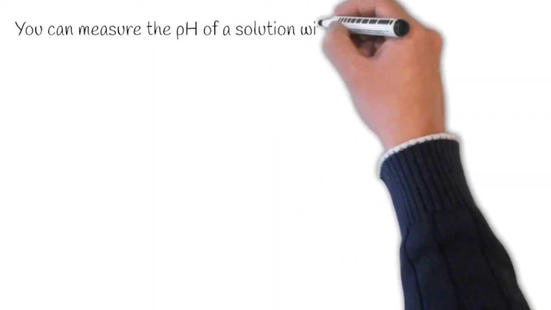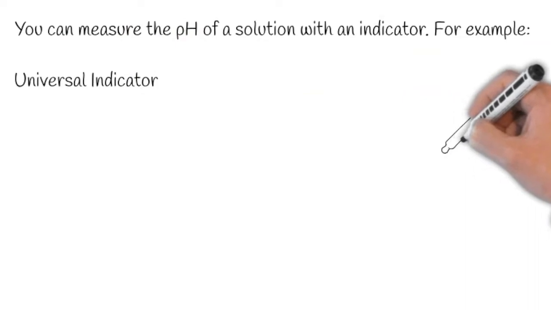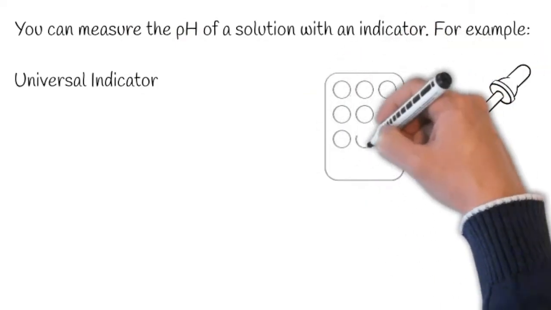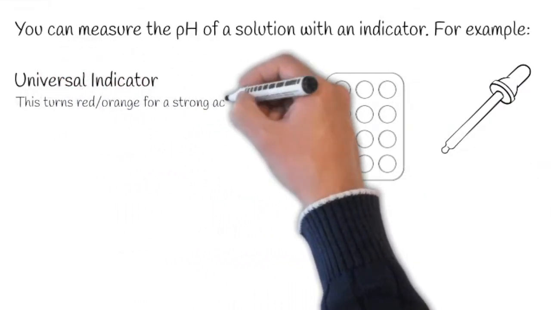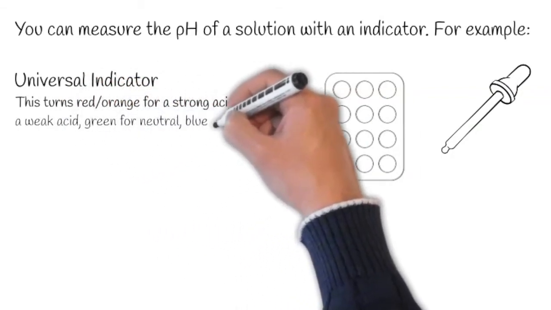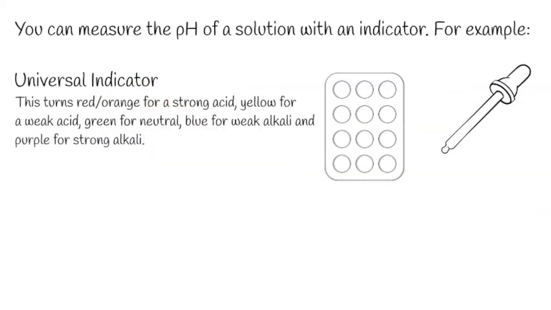You can measure the pH of a solution with an indicator. For example, you can have a universal indicator as pictured here. It turns red or orange for a strong acid, yellow for a weak acid, green for a neutral, blue for a weak alkali, and purple for a strong alkali.